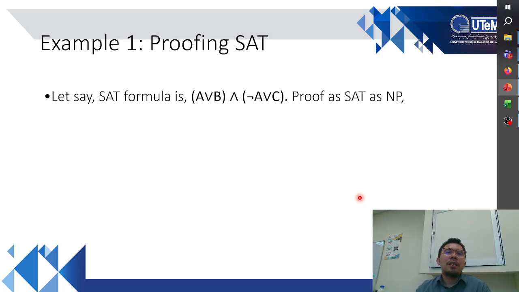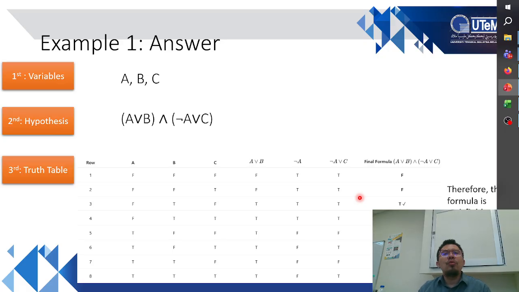Let's say SAT is (A or B) and (not A or C). Prove SAT is NP. Firstly, we need to know the variables involved in that equation. There are 3, right? A, B, C. That means we have 3 inputs. Second is the hypothesis. What is the hypothesis here? Basically, the hypothesis is the Boolean expression itself. So we just list down A or B, and not A or C.